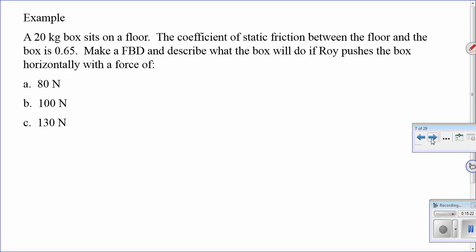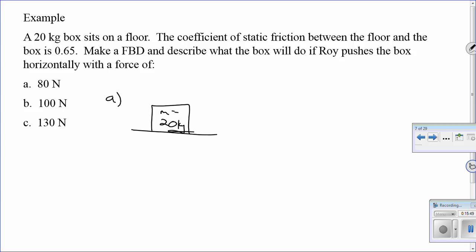Okay, so we've got a 20-kilogram box sitting on a floor. We're given the coefficient of static friction between the floor and the box, it's 0.65. And we're going to make a free body diagram and describe what the box will do if Roy pushes the box horizontally with a force of, and then there are 3 different forces here. Okay. So let's take a second to do this. So start by drawing the box on the floor. We know that the mass is 20 kilograms.